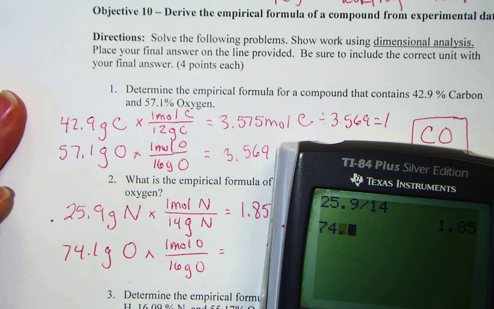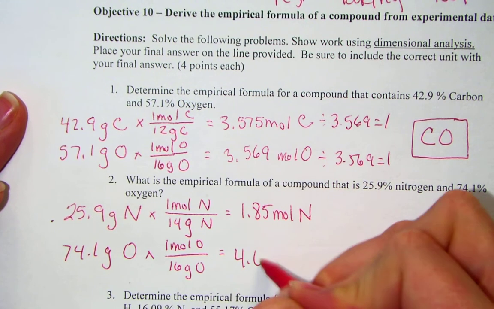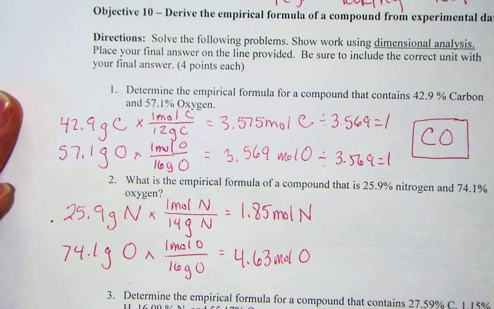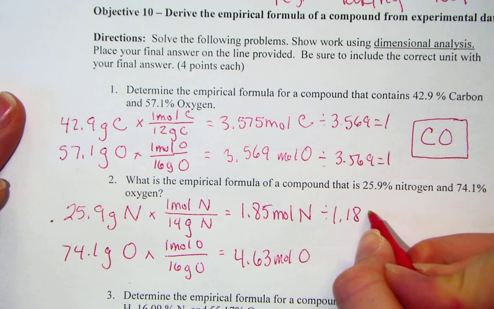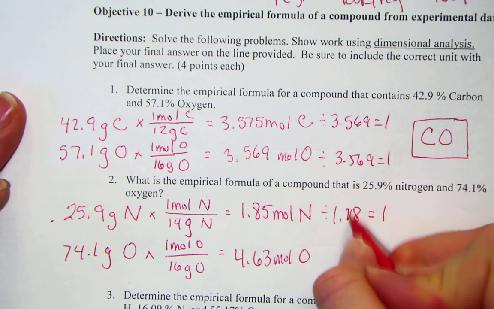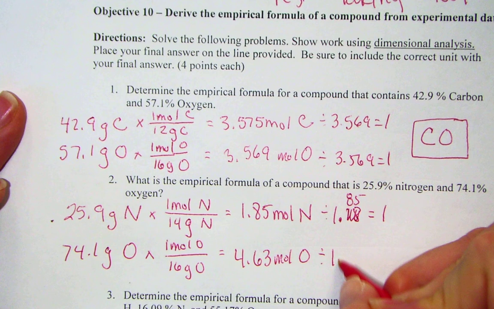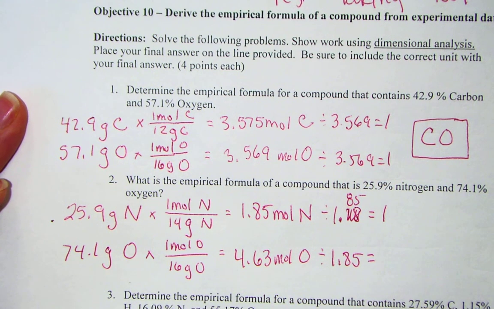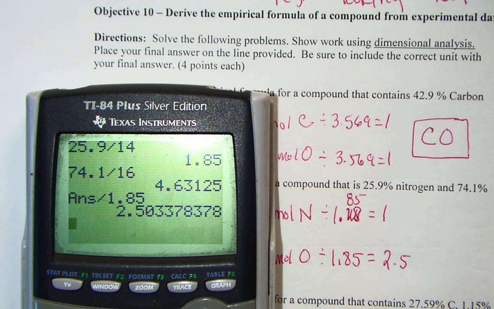And I have 74.1 divided by 16. I have 4.63, and that's for the moles of oxygen. We'll divide through by the smallest number, so the nitrogen turns into the 1. Whoops, that's not the same. 1.85 is the decimal there. Nitrogen turning into a 1. Let's see how many times that number goes into the larger. This gave us exactly 2.5, a 1 to 2.5.